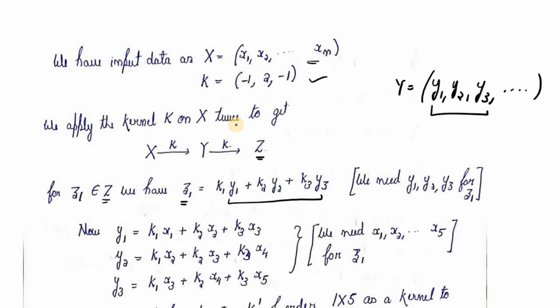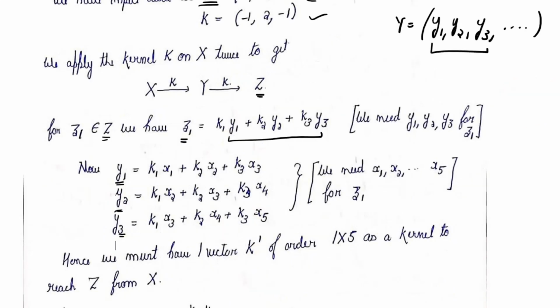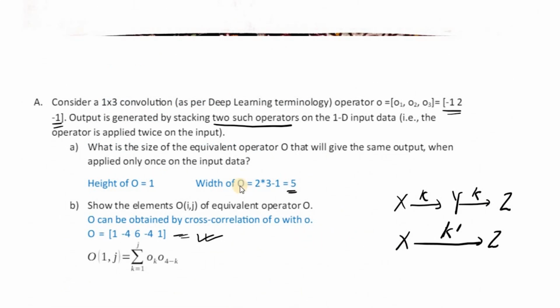The x is of this form as I have pointed out. We take the first three elements, do a dot product with k, and the resultant is y1. Again, x2, x3 and x4, we do the dot product with k, we get y2. And likewise for y3, x3, x4 and x5 are taken. So overall, we need to take 5 elements, x1 to x5, to make a convolution from x to z in one step. This is exactly what is written over here, that the width of the operator should be 5, right?